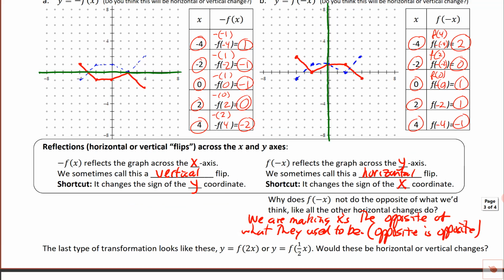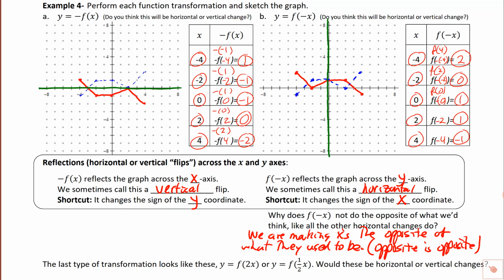So I want to slide down here and I want to take a look at this question at the bottom here. The last type of transformation looks like this. So we've got a 2 times the x inside the set of parentheses before the function makes the shape, or we've maybe got something like a fraction, like a 1/2 inside the parentheses with the x before it makes the shape. So I want you to think about whether or not those would make horizontal or vertical changes.